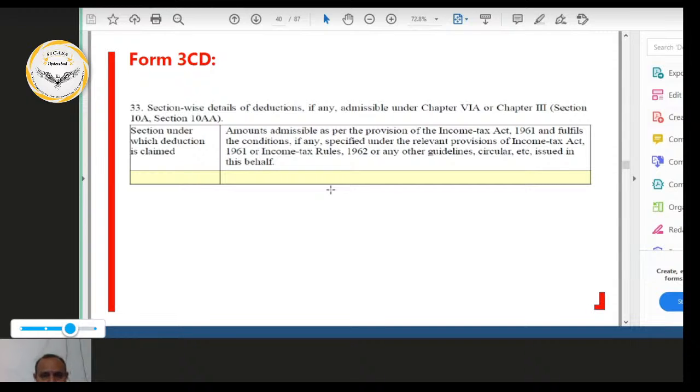Clause 33. Again here there is a detailed drop down. Chapter 6A deductions, what the various Chapter 6A deductions are, and various benefits under 10AA, etc. You have to give item wise under which it is claimed and the amount admissible. As an auditor, you have to examine whether all the conditions are fulfilled. One more point is you have to ensure that the relevant form is properly filed. For example, if you are claiming 115BAA, 115BAB, 10IC, 10ID, 10IB, new forms are introduced, so examine the proper form.